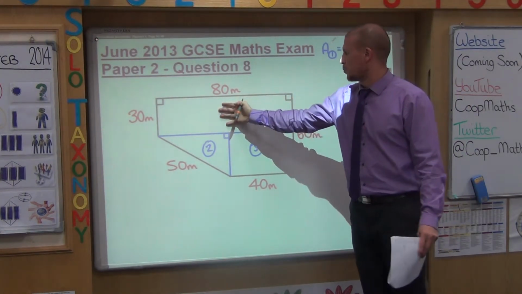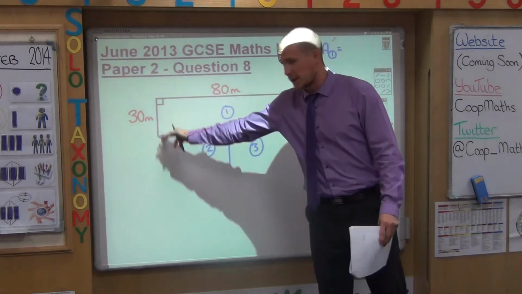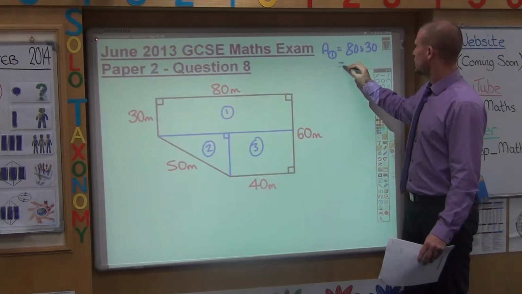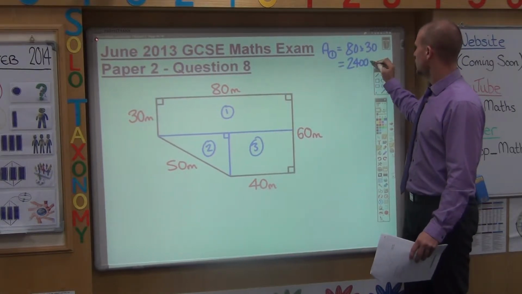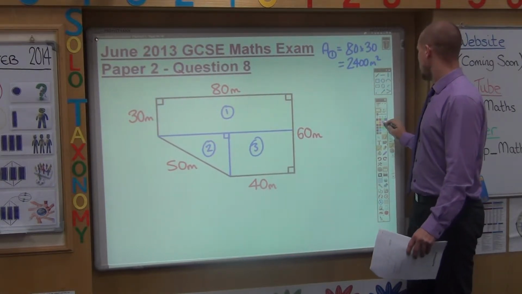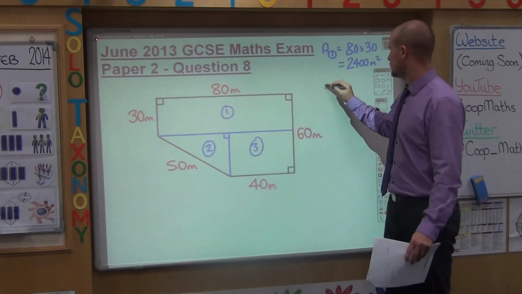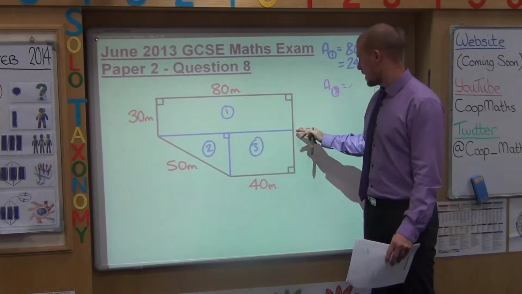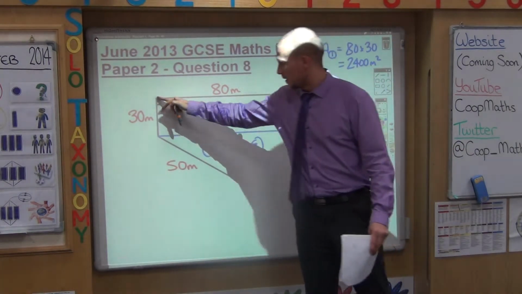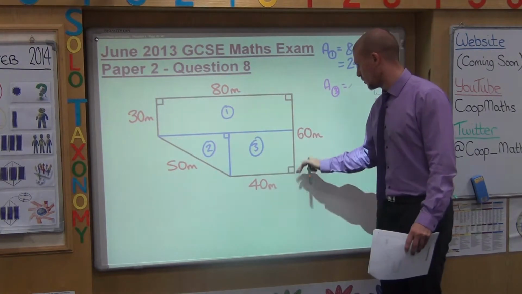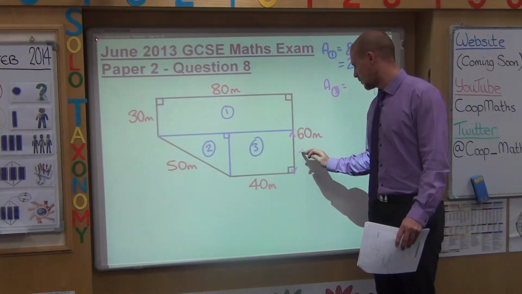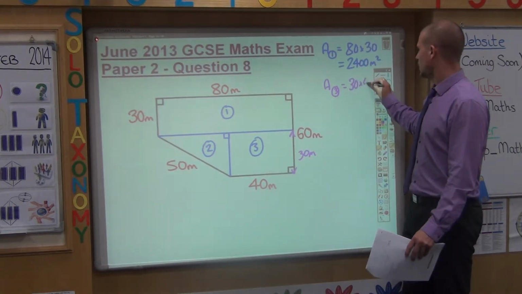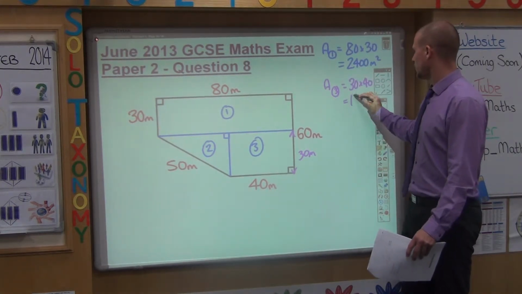So the area of shape 1 here, rectangle, 80 by 30, 80 times 30, giving me 2,400 meters squared. The area of 3, I'll do 3 before 2 just because it's easier. This height here is 30 and this whole is 60. That leaves us here with 30 meters. 30 by 40, giving me 1,200.